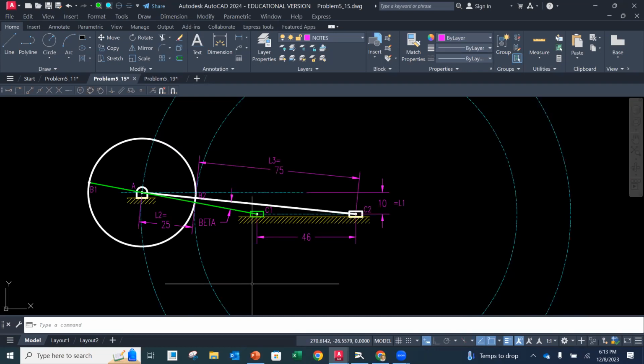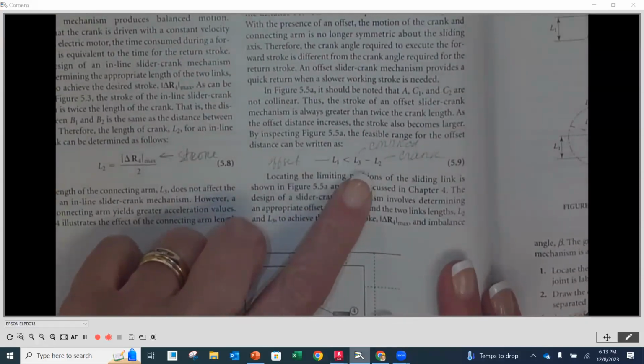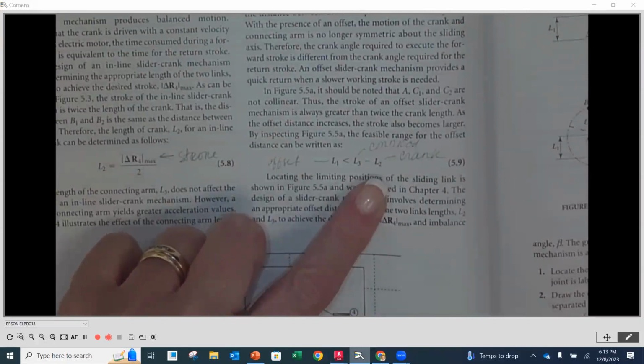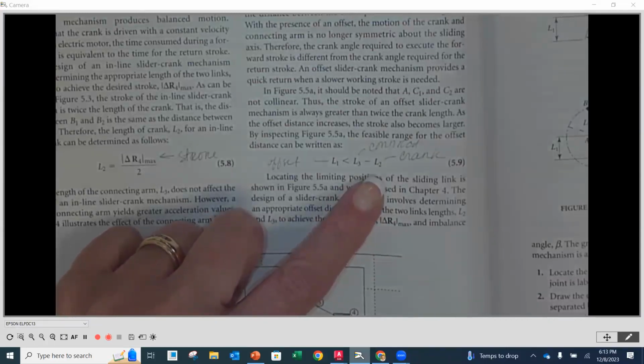If you remember, there was a relationship for the length of L1. I don't think I wrote it down. Sorry. My L1 for my offset had to be less than L3 minus L2. So I picked 10 for my L1. When I picked 75 for my connecting rod and 25 for my crank, that is 50, so 10 is less than 50. So I'm good. Again, notice that I had to just pick numbers to start in order to go from there.